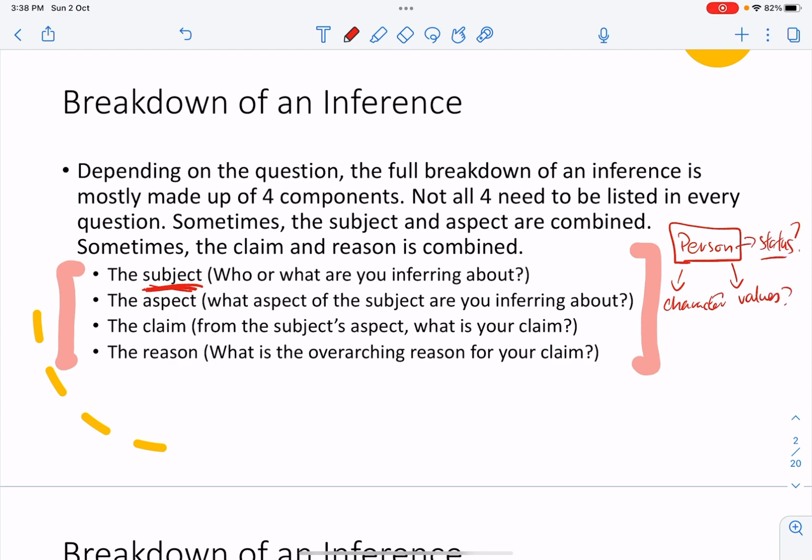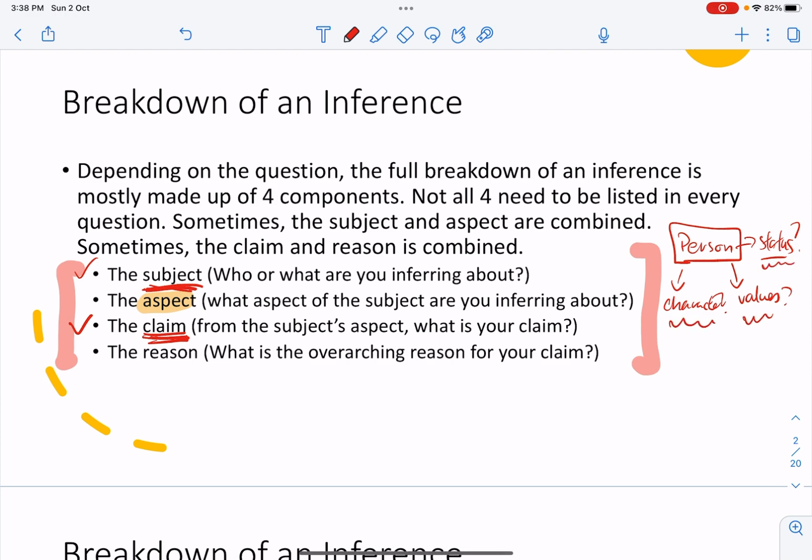These three question marks here are exactly what I call the aspects. What aspects of the main subject are you going to infer about? Some questions will tell you the aspect straight away. Some questions will not. Some questions will just ask you to infer about the subject. So you need to find out the aspect. And then after you find out the aspect, please find out for me the actual claim. The claim is the actual inference itself. What about his character? What about his values?